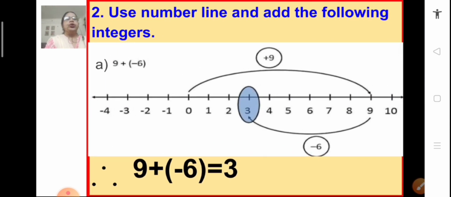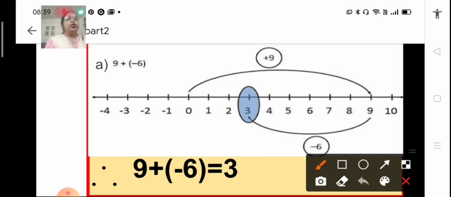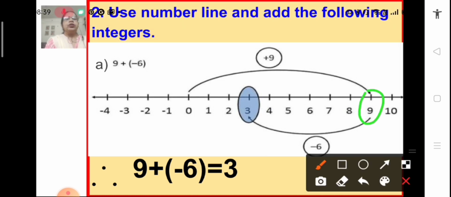Now, question 2. Use number line and add the following integers. A, 9 plus negative 6. So, from 0 first we move to 9 on the right, and this is positive 9. You have to show it like this when you are doing this, and then it is negative 6. 9 plus negative 6 means we move towards the left 6 steps, and where do we reach? We reach 3. So, 9 plus negative 6 is 3.